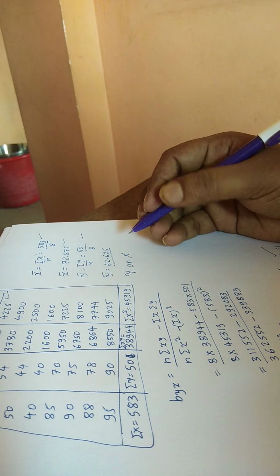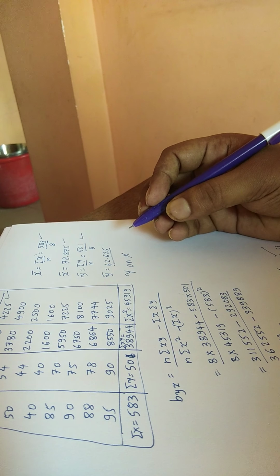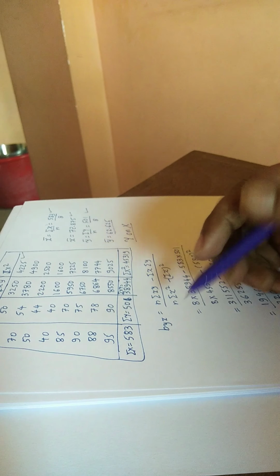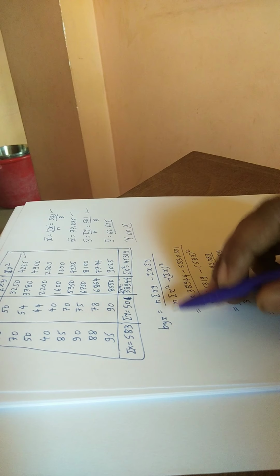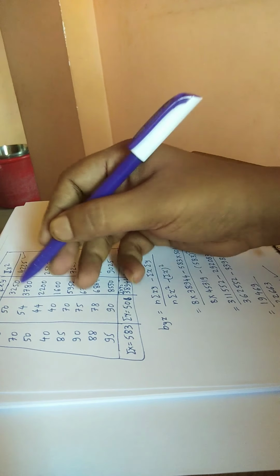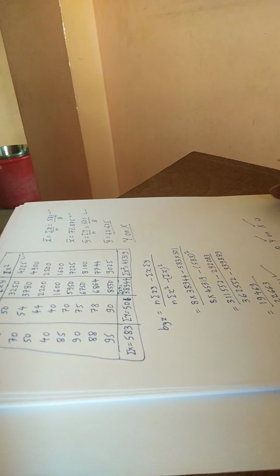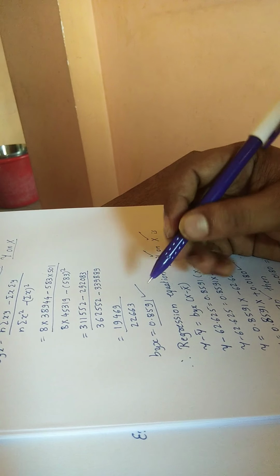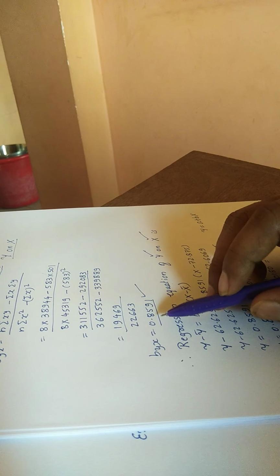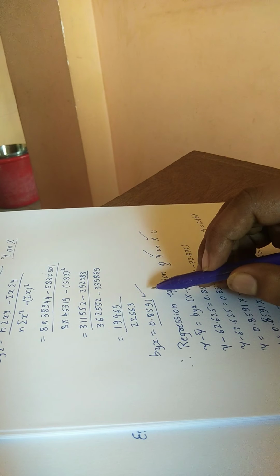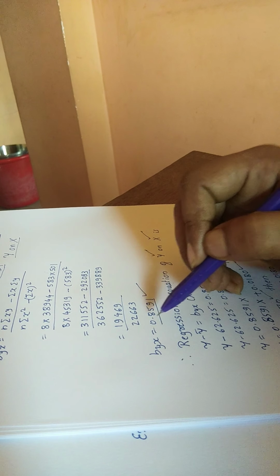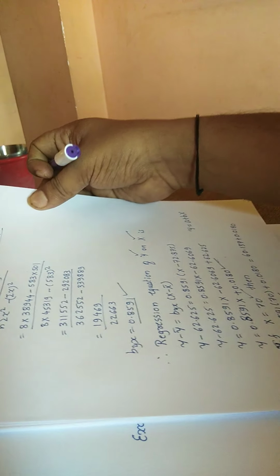Now we need to calculate the regression equation of y on x. For that we need to calculate byx, the regression coefficient. By simply substituting the calculated terms, you are going to get the regression coefficient as 0.8591. Here the signs are very important. We have got a positive value, so we keep it as a positive value.